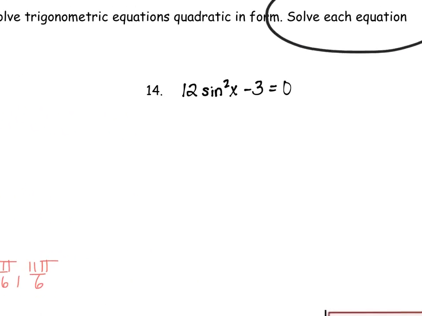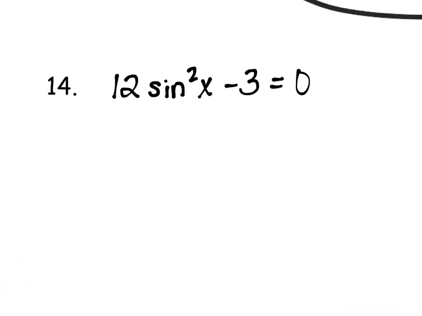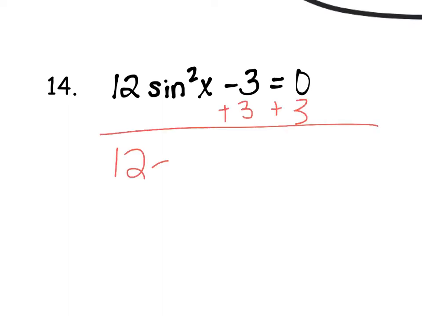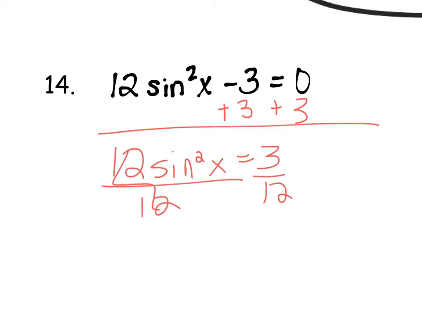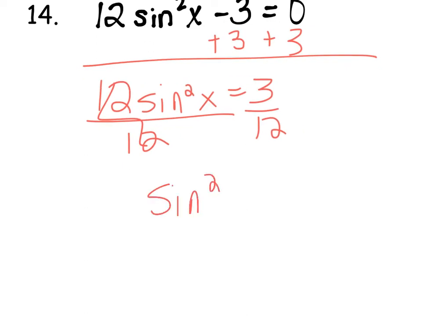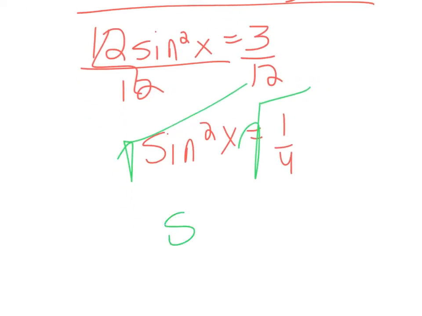If we have one like number 14, how would you solve this? Okay, add 3 to both sides. So 12 sine squared of x equals 3. Divide both sides by 12. Yep. Sine squared x equals 1/4, right? Now what? When I put the square root on, plus or minus 1/2. So how many answers are you going to have here, guys?